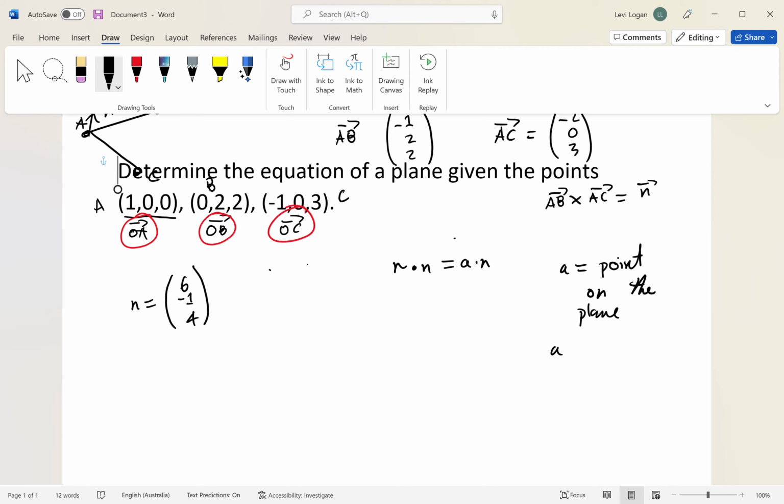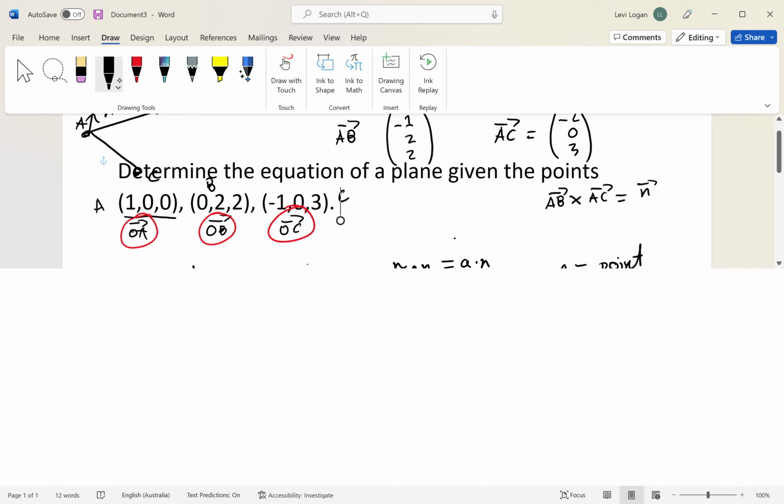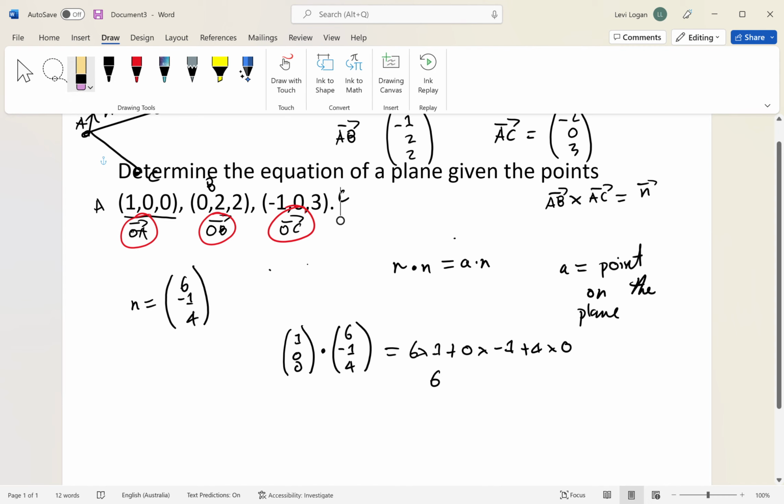We'll use A for the start, so A dotted with our normal vector. Recall when you dot something, you multiply the components and add them together, so you get 6 times 1 plus 0 times negative 1 plus 4 times 0. So we get 6. Now let's check if we get the same answer with the other points.